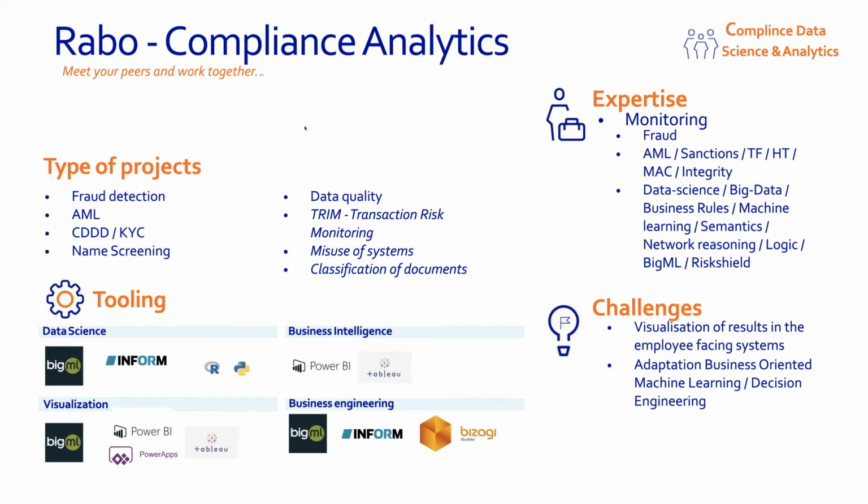There was a lot of talk already in the previous talk about data wrangling and data preparation. We do that at Rabobank with Inform Risk Shield to prepare our data streams. Most of the time we work with streaming data, meaning all transactions. That's approximately 10 million a day. We screen with those tools.